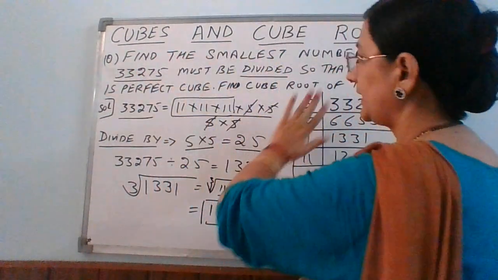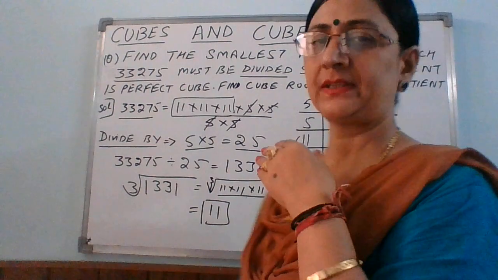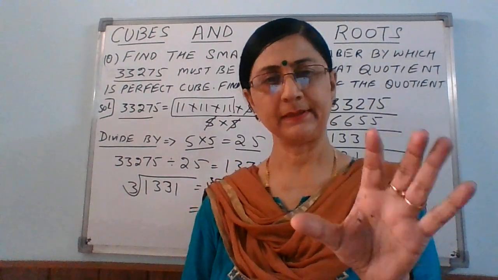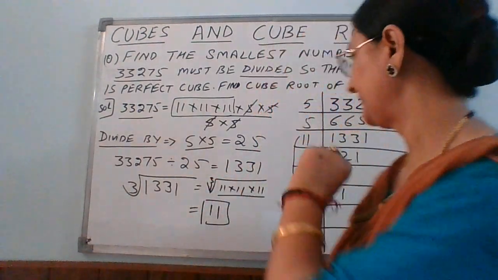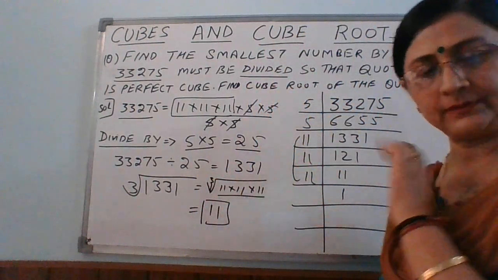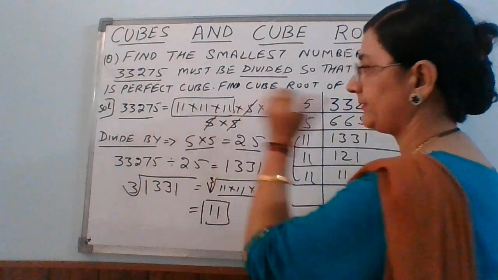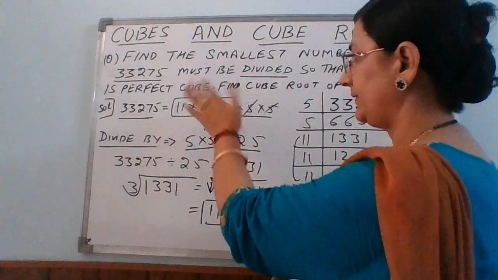Now you have to find that smallest number, right? We have to find the smallest number by which it should be divided, that which becomes a perfect cube. Now first of all find out the factors. We did that, right? I've done that. So these are the factors. 11 is in the triplet, so leave 11.